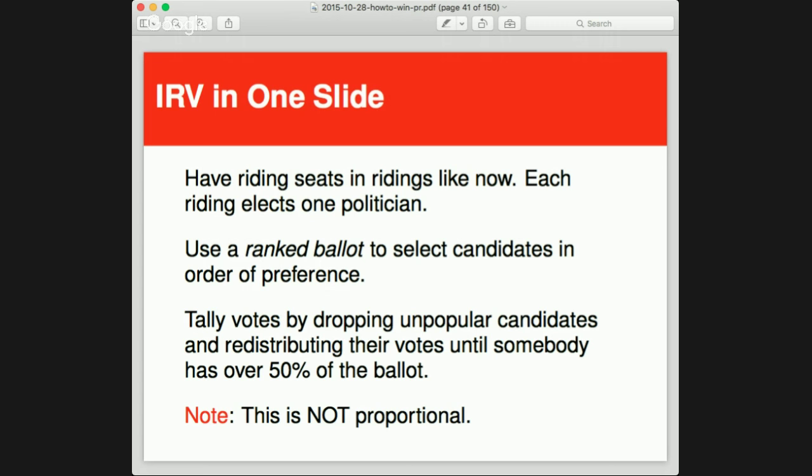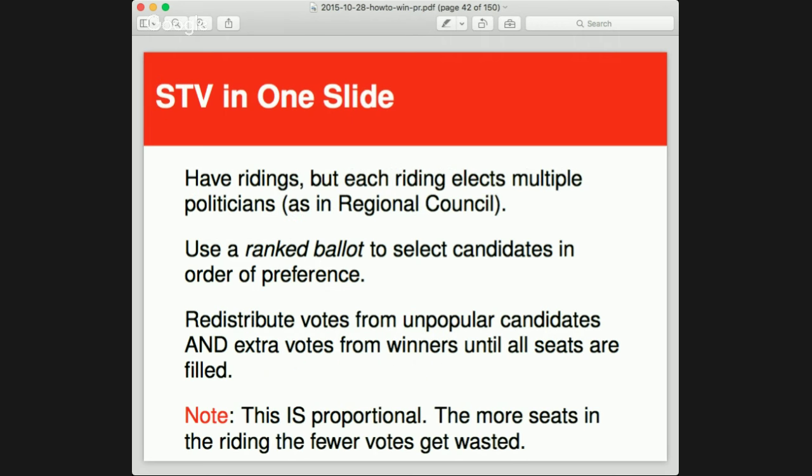There's a related system called single transferable vote, which is similar. Again, you have a ranked ballot. The big difference here is that you have a riding, but the riding has multiple seats. So locally, a good example of that is regional council. If any of you know of regional council, in Kitchener, there's 4 seats. And so you vote for a bunch of candidates, and right now the ones with the top 4 would win those seats. So that's a thing that can exist.